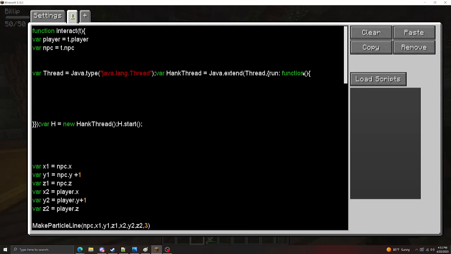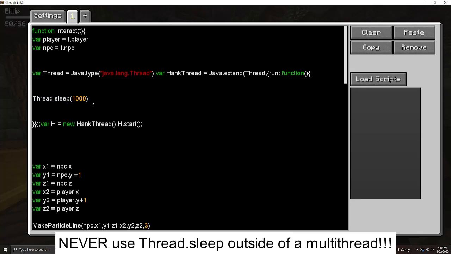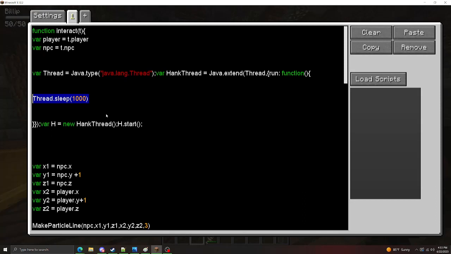So this is a multi-thread. This defines the start of it. This defines the end of it. What this is good for is it allows you to use the sleep function. Thread sleep. Now, this number is in milliseconds, so whenever thread.sleep is reached, the code will wait that many milliseconds before running again. Now, it's very, very important that you never use thread sleep outside of a multi-thread. Otherwise, that's going to actually sleep your whole game and provide an effect that's very similar to server lag, which you don't want.